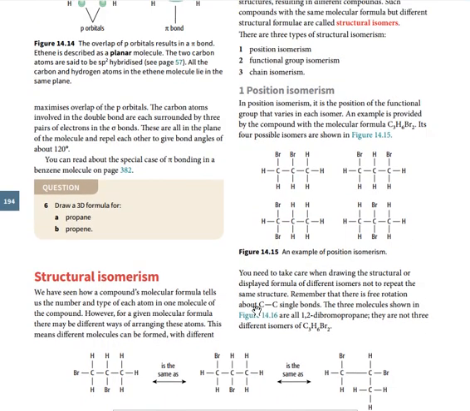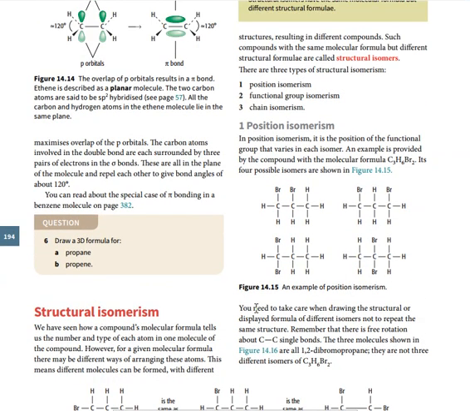So now let's visualize what isomerism is. Before we visualize it, let's define isomerism. Isomerism is defined as the existence of molecules having the same molecular formula but different structures. So now the question is, why is it that they have different structures? We are going to answer that in the different types of isomerism.